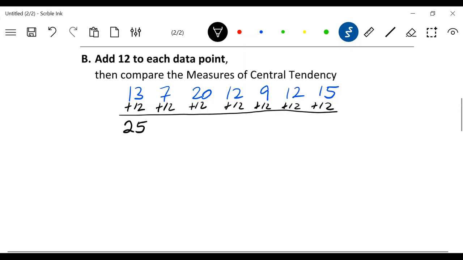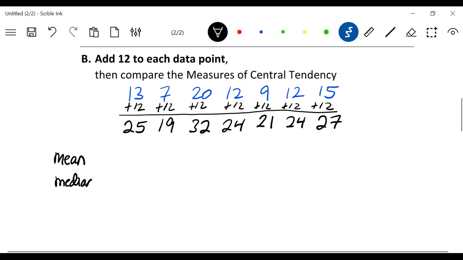That's a 25. That's a 19, 32, a 24, a 12 and 9 would be a 21, another 24, and a 27. So we're going to look at four things: the mean, the median, the mode, and the range.